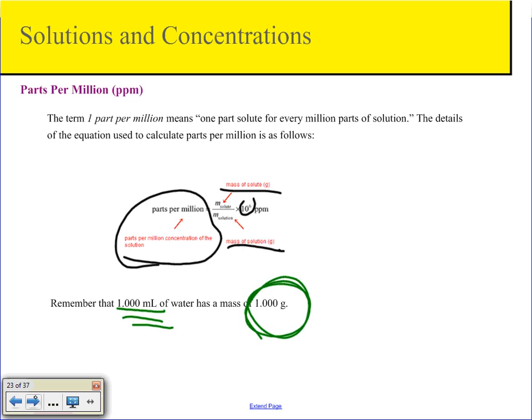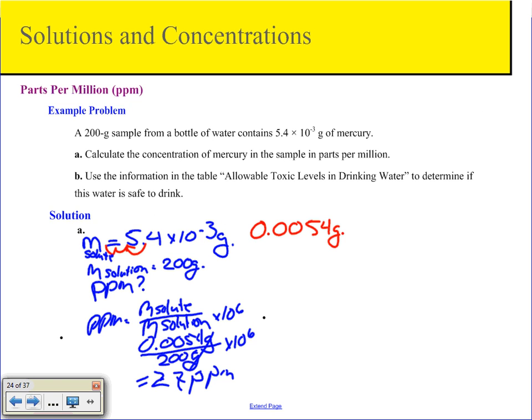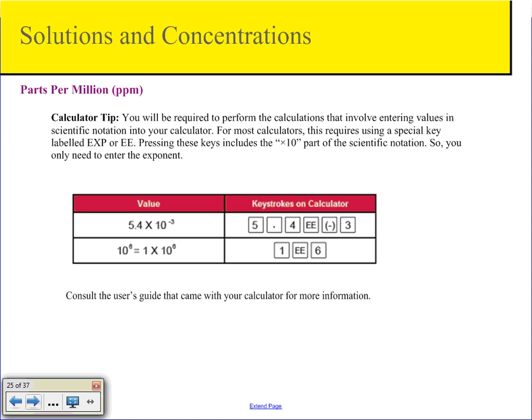So, here's a quick calculator tip for you guys using your calculators out there. You will be required to perform calculations that involve entering values in scientific notation into your calculator. For most calculators, this requires using a special key labeled EXP or EE. Pressing these keys includes the times 10 part of the scientific notation, so you only need to enter in the exponent. This just shows you your keystrokes on the calculator, and what they would mean.